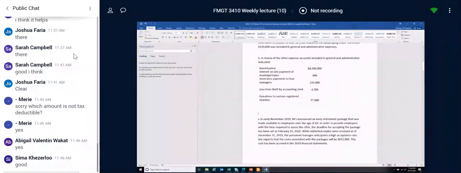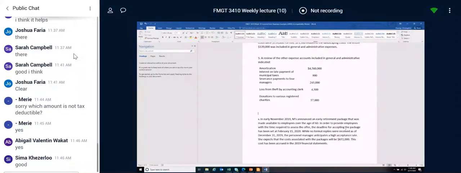Number 6, early November 2019, M announced an early retirement package that was made available to employees over the age of 60. In order to provide employees with time required to assess the offer, the deadline was set at February 15, 2020. At the end of 2019, you didn't get any confirmation, but people expected a high acceptance rate, and they booked $672,000 in the financial statements as an expense. So my question is, what is this from an accounting point of view, first off?